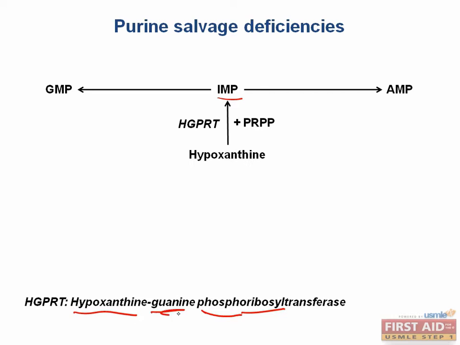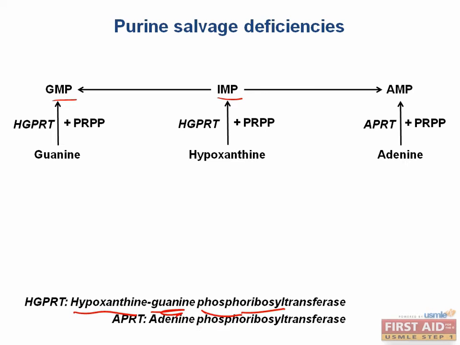But what about the G in HGPRT, which is guanine? HGPRT can do the same thing with guanine that it does for hypoxanthine to make GMP. However, you need a different enzyme to use adenine to make AMP, which is APRT, or adenine phosphoribosyltransferase.